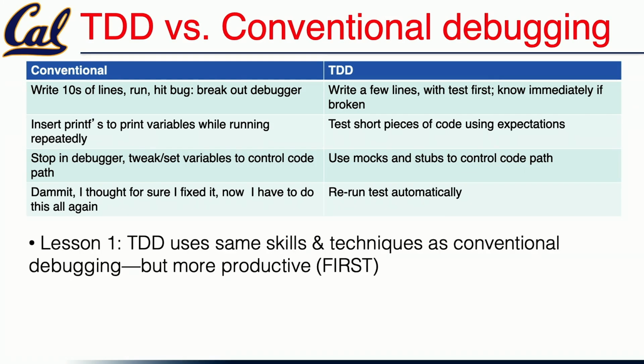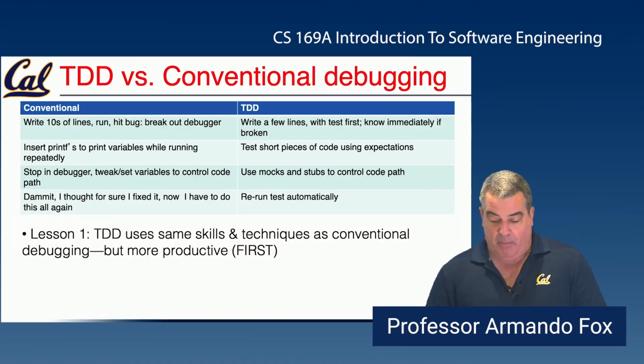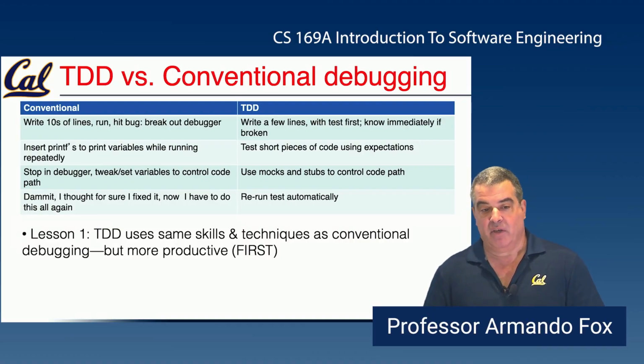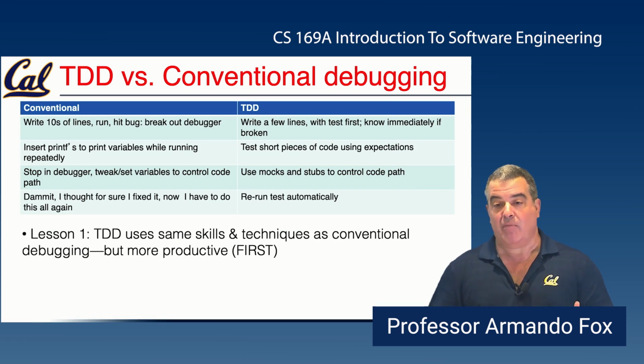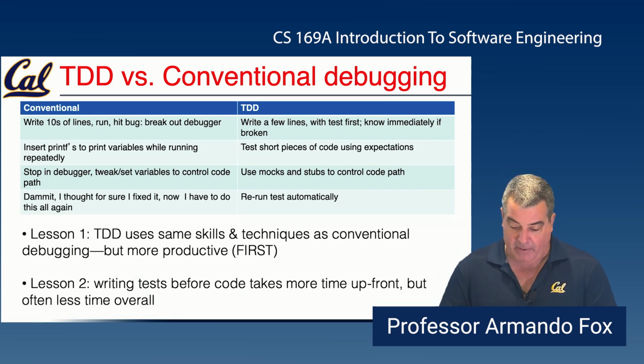So, for me, the first lesson is that all of the same skills and things that you need to know when you're doing old school debugging are the same ones that you put in place when you're doing TDD. But TDD ends up being a lot more productive. You get better test coverage, you get to do all of the same things, and you're essentially automating some of the steps that you would have done manually if you were doing conventional debugging.